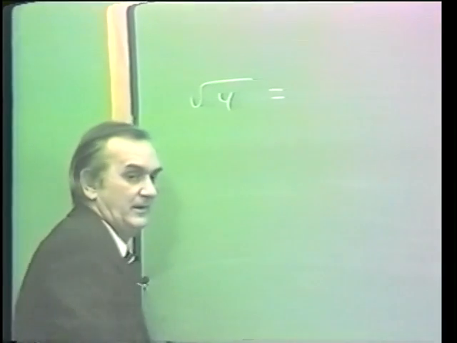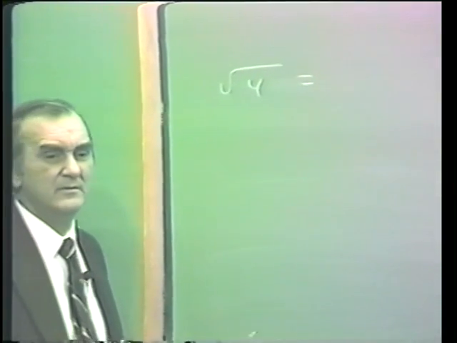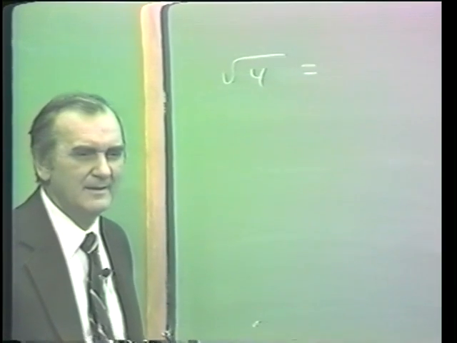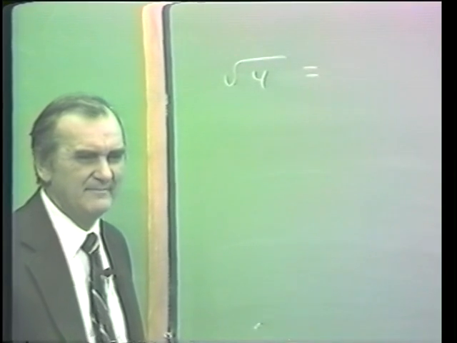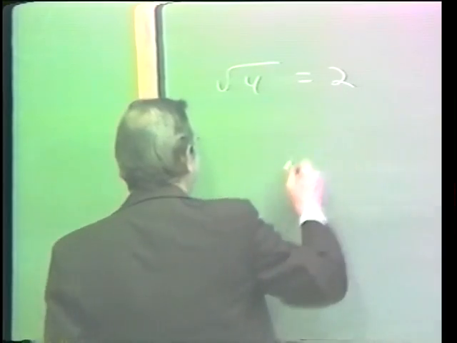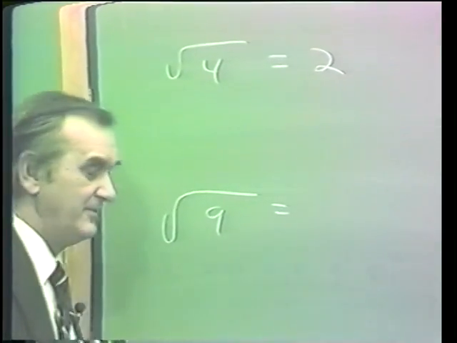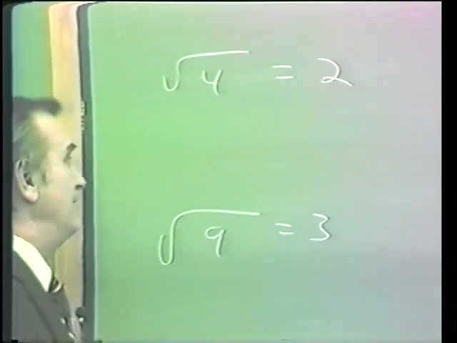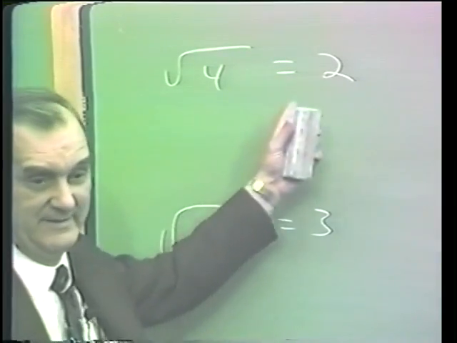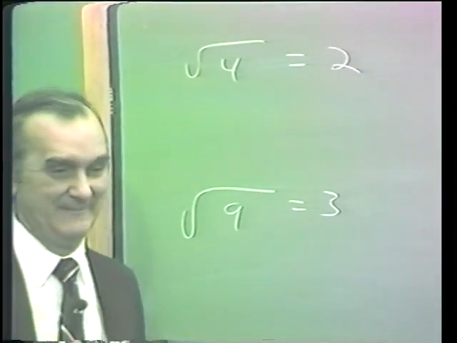Square root of 4, Wong. What's the square root of 4? One more time. Square root of 4. What number? 2. Okay. Square root of 9, Wong? 3. What we're saying here is what whole number times itself will give you 4? It will be 2. What whole number times itself will give you 9? Well, that will be 3.